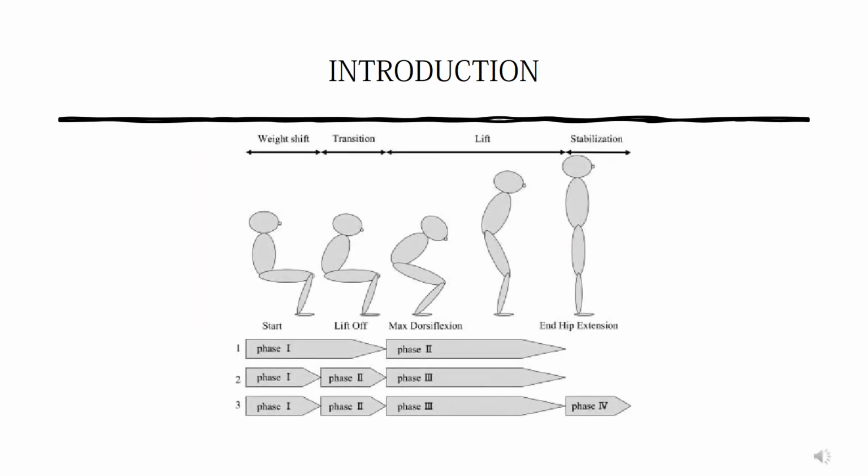The STS transition consists of four phases. Phase 1, weight shift. Phase 2, transition. Phase 3, lift. And Phase 4, stabilization. The muscles involved in the STS are erector spinae, rectus femoris, and vastus medialis during the first phase, and biceps femoris, gluteus maximus, and rectus abdominis during the second phase.